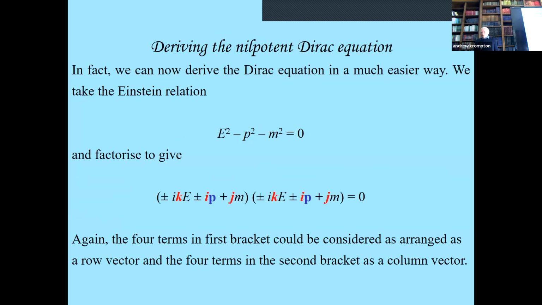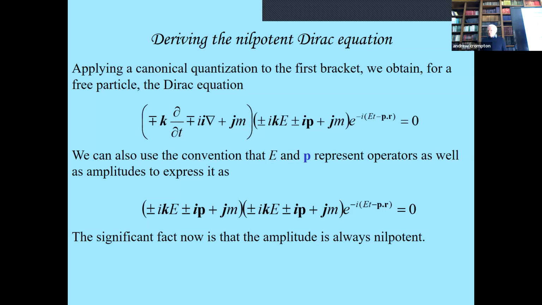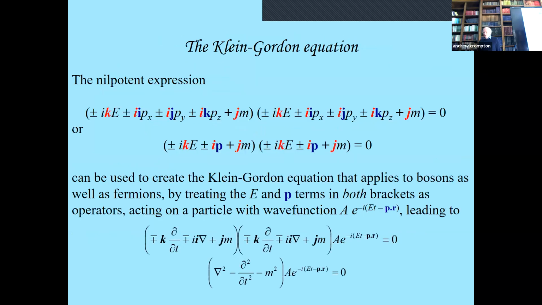And now we can do the Dirac equation in a dead easy way. It's a dead easy equation to create. Now we take the Einstein relation without the C's, factorize, and then just change the first bracket into operators and stick the phase factor at the end. Very easy. And we don't even need to actually put the operators in. We can take E and P to be operators. So it's dead easy now. And we can also create the Klein-Gordon equation out of the same structure, because that's just two lots of that, the same operator.